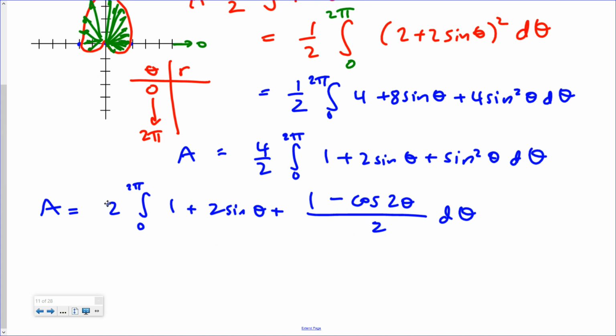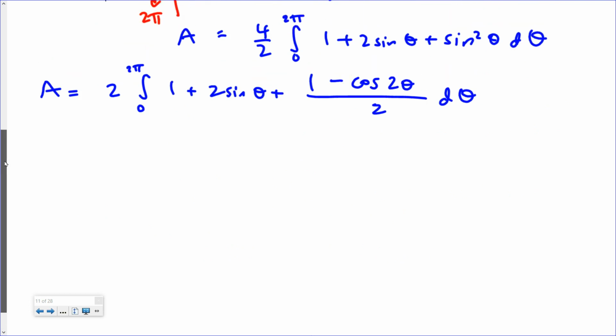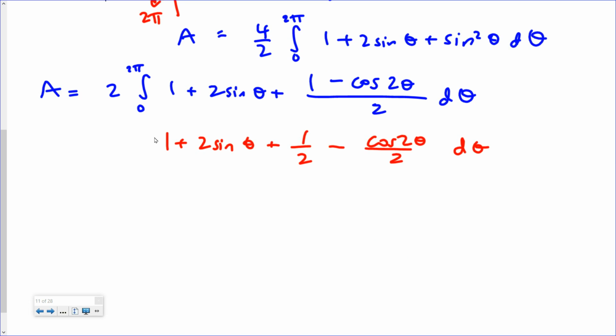Okay, are you guys comfortable with that? If you're not, you got to get comfortable with it. So now, when I have a sine squared, I change it to this because I've memorized that formula. And this is going to break up. So I'm going to break this up into 2 fractions. So this will be 1/2 minus cosine 2 theta over 2 d theta. And the reason I'm going to break that up is because these will add together right here.